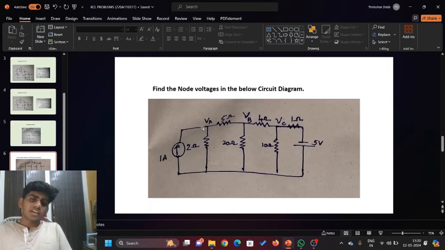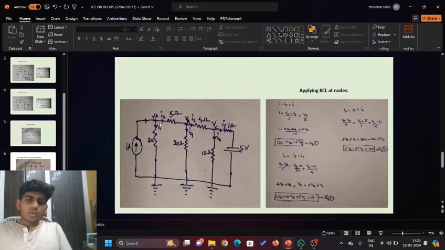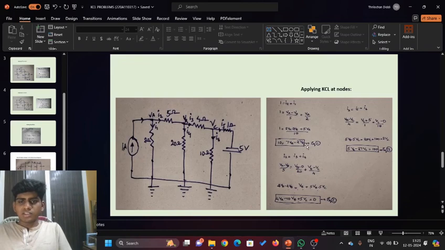First we apply KCL at node A. The current of 1 ampere gets divided into I1 and I2. I1 is the current flowing through this branch, and I2 is the current flowing through this branch. So VA minus 0 by 2 is the current I1, plus VA minus VB by 5. Current flows from high potential to low potential, so we take VA as higher. VA minus VB by 5 is the current I2. We add both and finally get an equation in VA and VB.